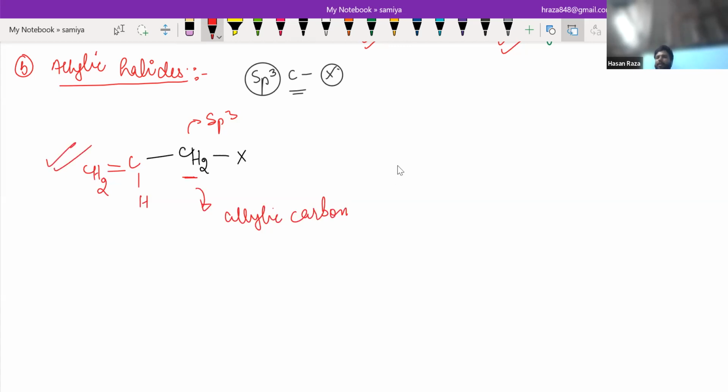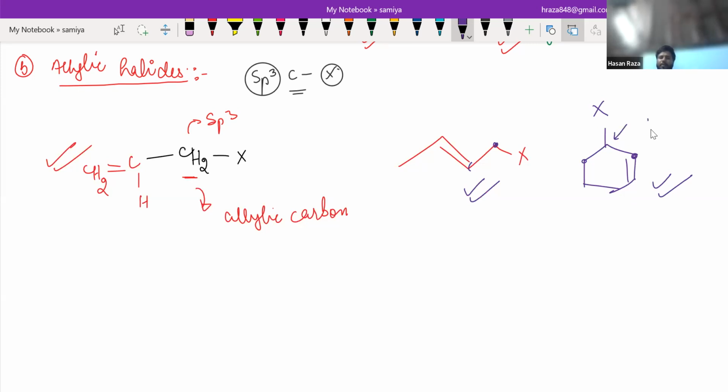So I'm going to repeat this. This is the doubly bonded carbon, and this is the carbon to which X is connected, and the adjacent carbon is doubly bonded. This is also allylic halide. I can also write like this. This is X and the adjacent carbon this, or you can take this, or both you can take. This is allylic halide. Got it? Because this carbon has hybridization sp3 and X is connected to it.